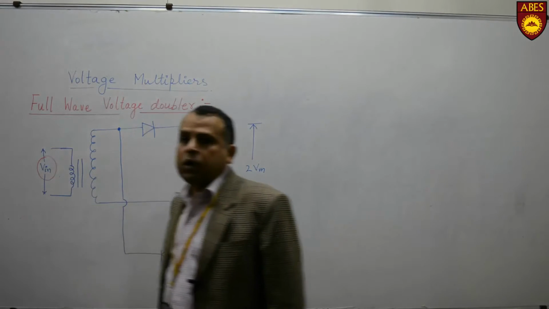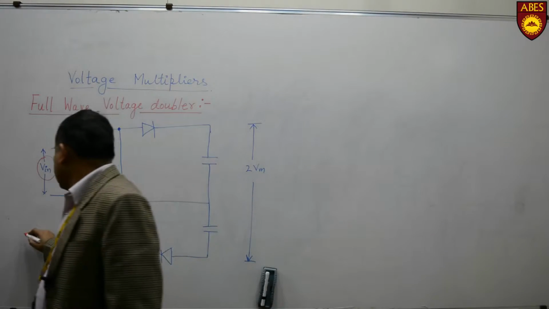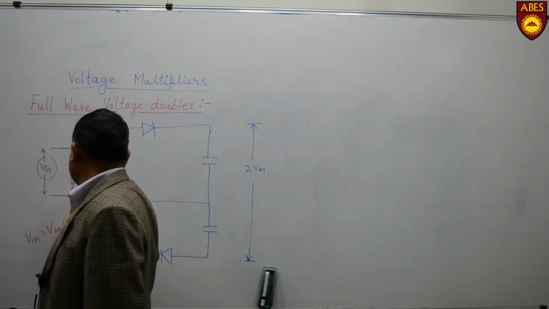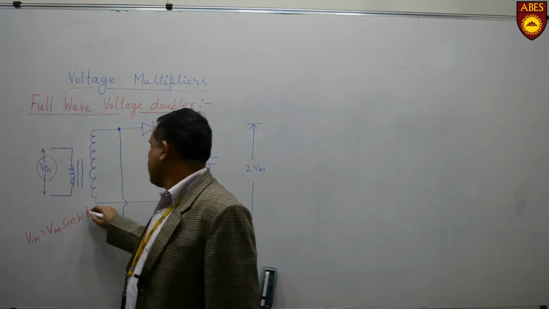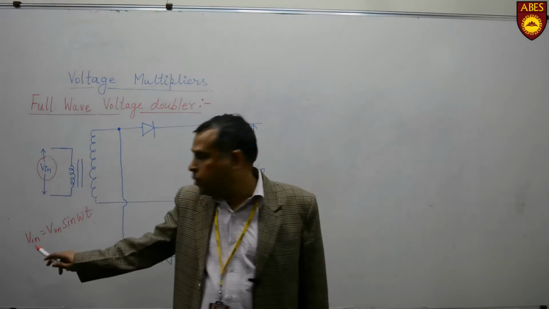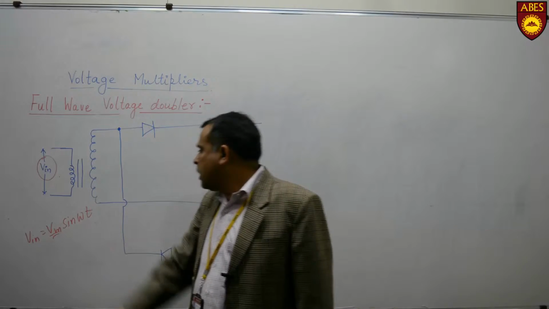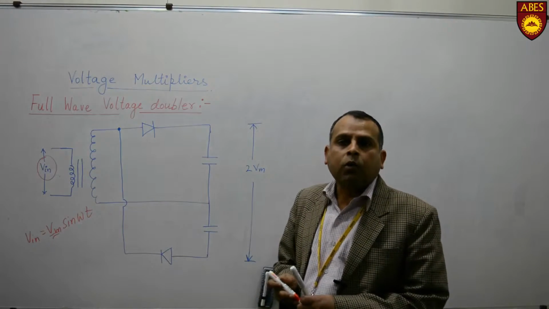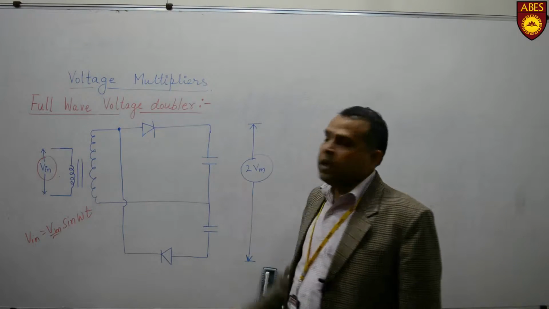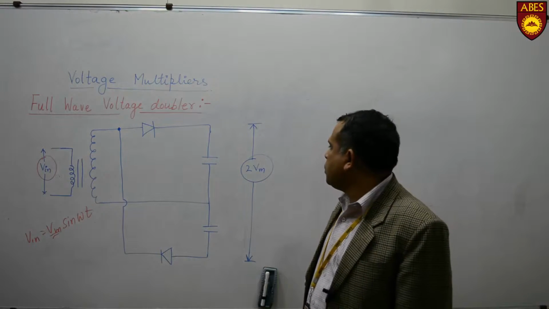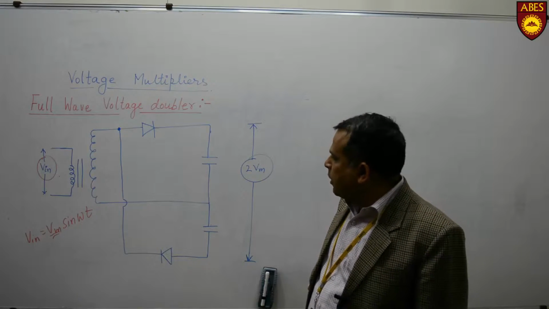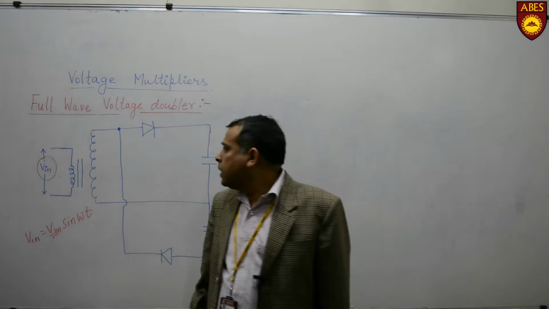Vin is the input voltage. Vin is a sinusoidal signal, for example, Vin is equal to Vm sin omega t, where Vm is the peak value of the input signal, and we wish to have an output equal to twice the peak value of the input, that is twice Vm. So how this circuit operates, let us try to understand.